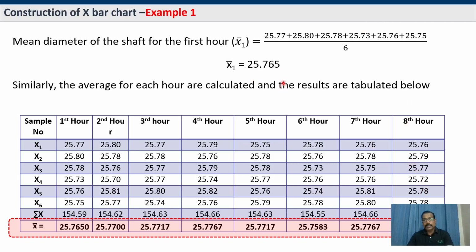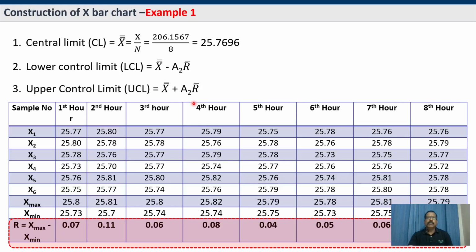First, we have to calculate X double bar. For that, you first calculate the summation of X: X1, X2, X3, X4, X5, X6. Then X bar can be calculated. The summation of X is 154.59, divided by 6 because there are 6 samples, so you will get 25.765450. Similarly, calculate for the first hour to the 8th hour. Once you have X bar, you calculate X double bar. That X double bar will be your center limit, CL, in your control chart.